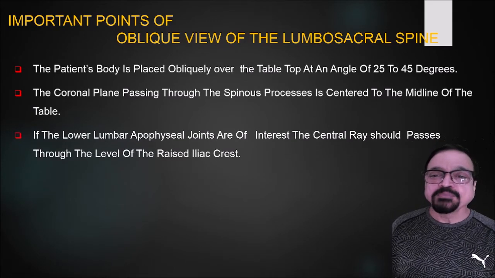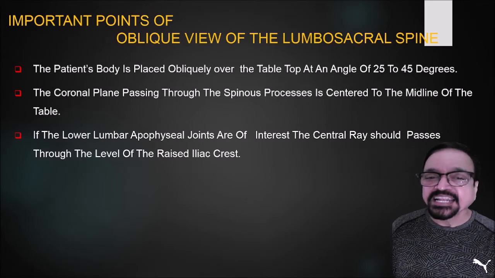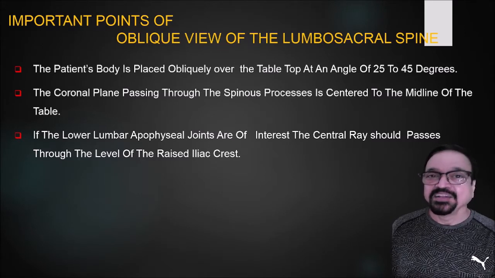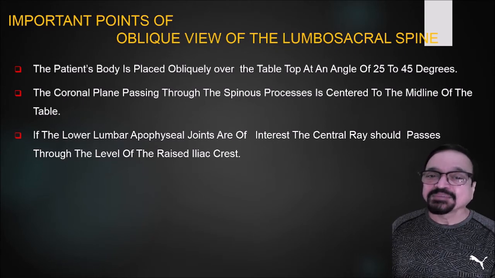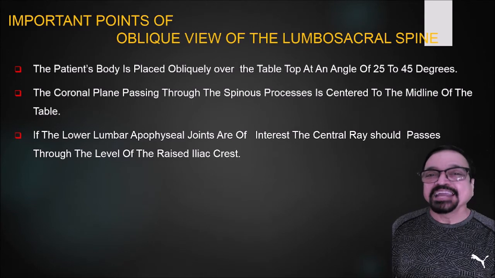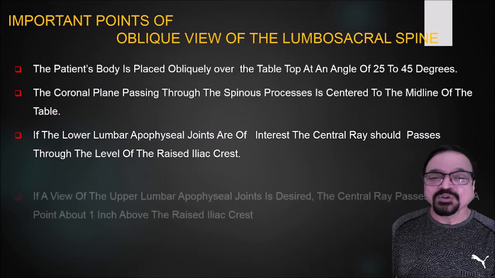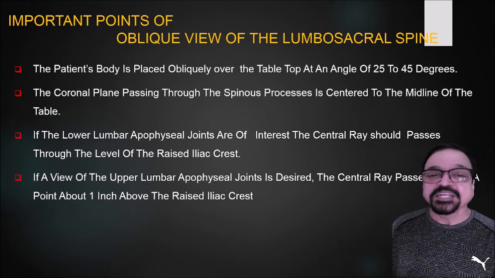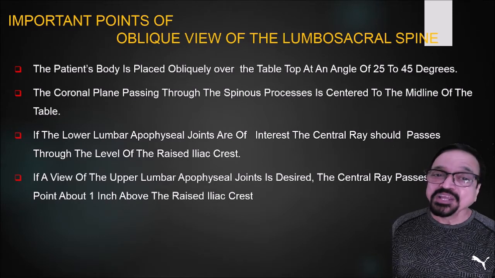Then the lower apophyseal joints are of interest. The central ray should pass through the level of the raised iliac crest. Iliac crest is L3, so L3 downward, L4, L5. Your central ray has to be below the iliac crest, number one. And second thing, the iliac crest is a barrier that blocks the X-rays, so you will have to give more exposure. The kV has to be more for L4, L5. It is not as much required for L1 to L3 because the ilium or iliac crest is not overlapping. So a technologist should know about the overlapping of the iliac crest so that the exposure is adjusted, or when you are seeing it on the console, you can get it properly.